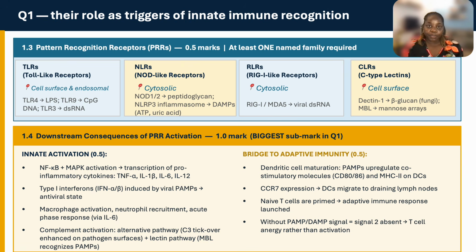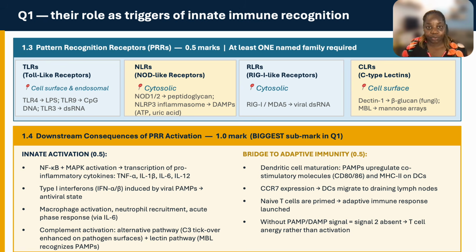In this second part of the question, you were supposed to address the role of PAMPs and DAMPs as a trigger of innate immune recognition. So here criteria 1.3 and 1.4 will address the role of PAMPs and DAMPs as triggers of innate immune recognition. That means what happens after PAMPs and DAMPs are recognized. Once they are recognized, what happens? What are the different reactions that follow in the immune system?